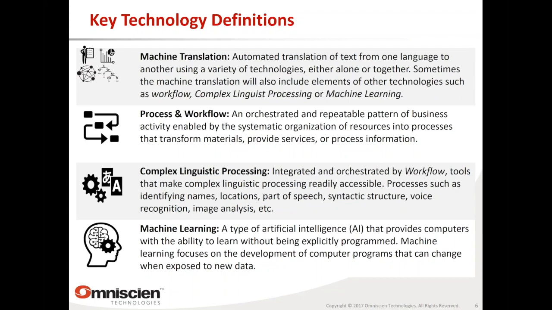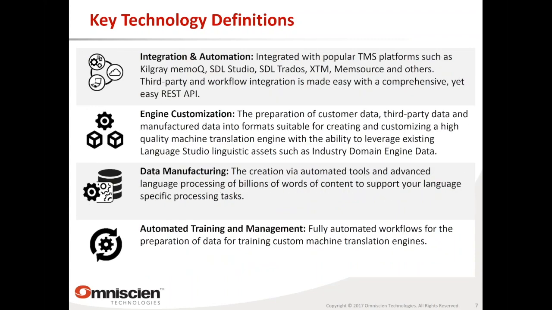And finally, we have machine learning. This is a form of artificial intelligence that provides computers with the ability to learn without being explicitly programmed. And our neural machine translation platform is part of that, obviously, but we can process many other kinds of data too. So machine learning processes focus on the development of computer programs that can change when exposed to new data. Then we have our integration and automation. So we're tied in with various TMS platforms, such as Kilgray MemoQ, SDL, XTM, MemSource, and others. And we also have a very advanced API, which I'll be drilling down into.